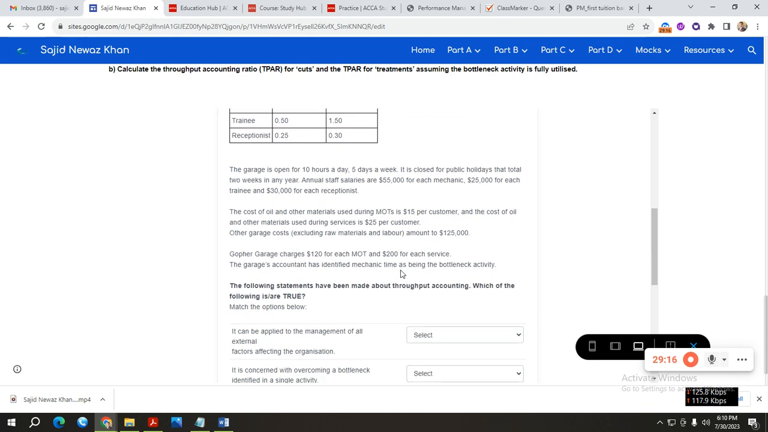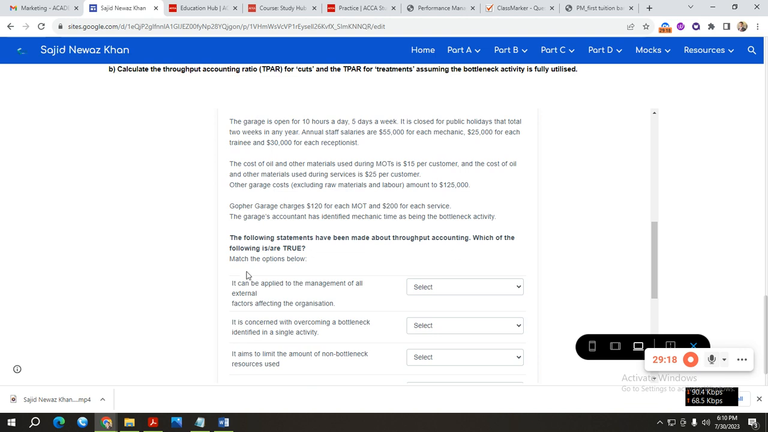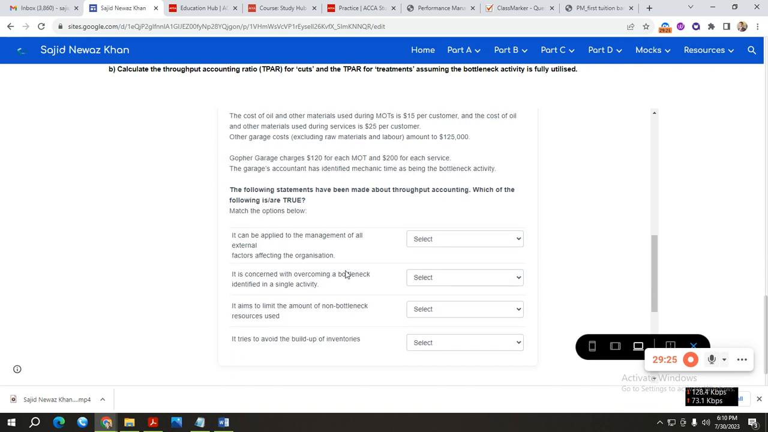Lastly, which of the following statements are made? Which of the following are true or false? Okay, let's have a look. It can be applied to management of all external factors affecting throughput accounting. It is mainly based on internal factors, so it's most often not for external factors. It is concerned with overcoming a bottleneck identified. Yes, we have a bottleneck within a single thing we try to deal with it.